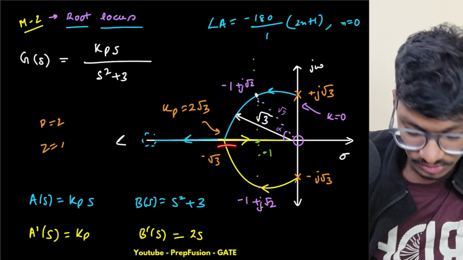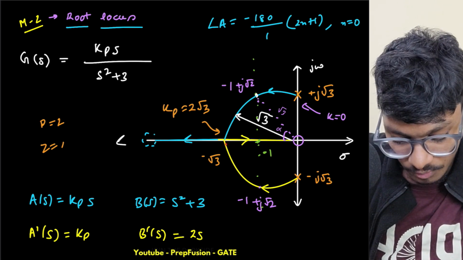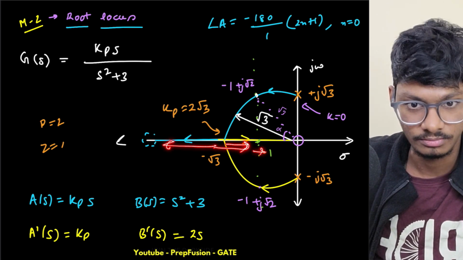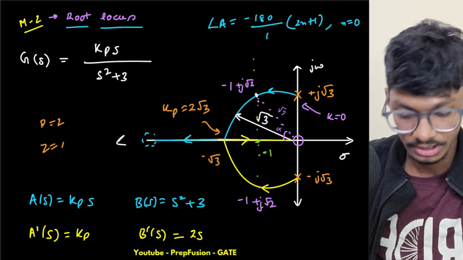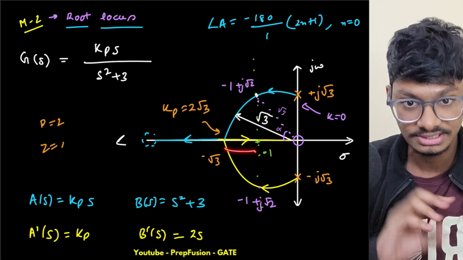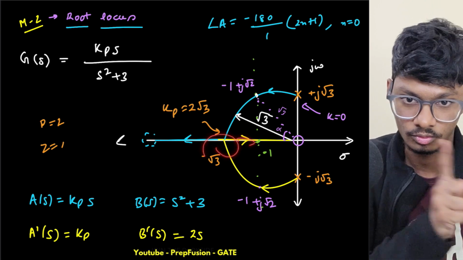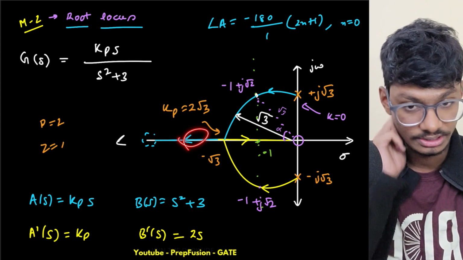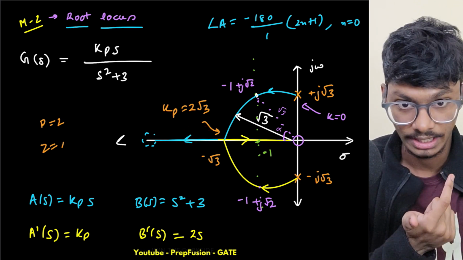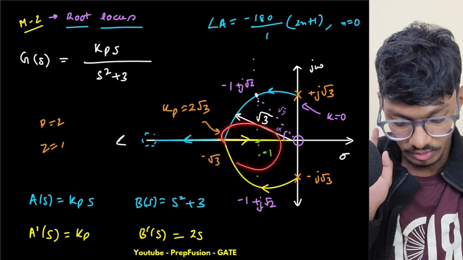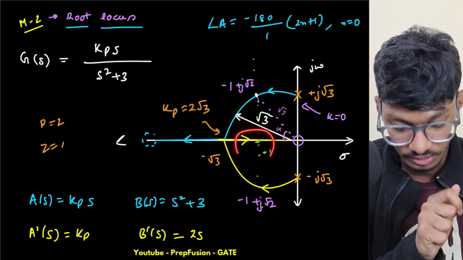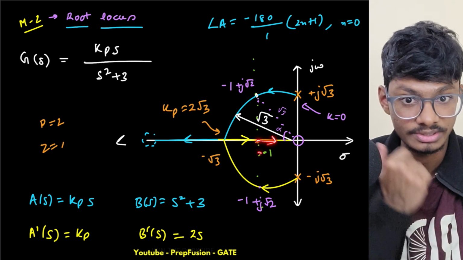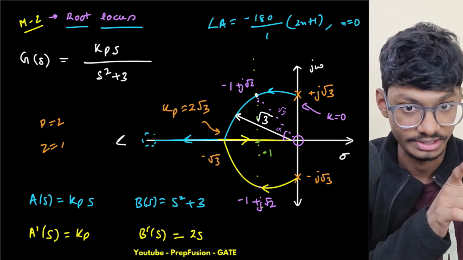After this, the interesting fact is that one pole is going more towards the minus 1, another pole is going more away towards minus root 3. If this pole is going closer to minus 1, then it will be the dominating one and the other will be the non-dominating one, which we can ignore. I can calculate my settling time with only this one. After this passes through the minus 1 point, my settling time will increase beyond the 4-second threshold.